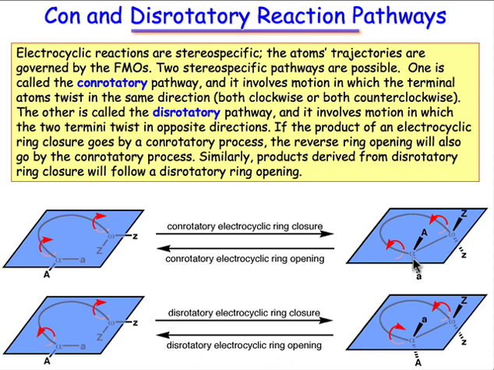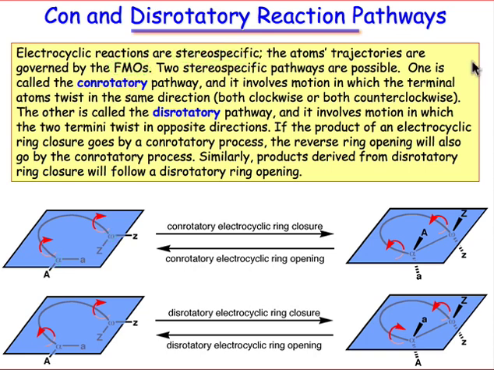The stereochemistry at these positions is determined by the double bond geometry at the terminal positions of the linear pi system. These reactions are stereospecific, and we'll learn that the stereochemical preferences are dependent upon the frontier molecular orbitals that are involved in the process.